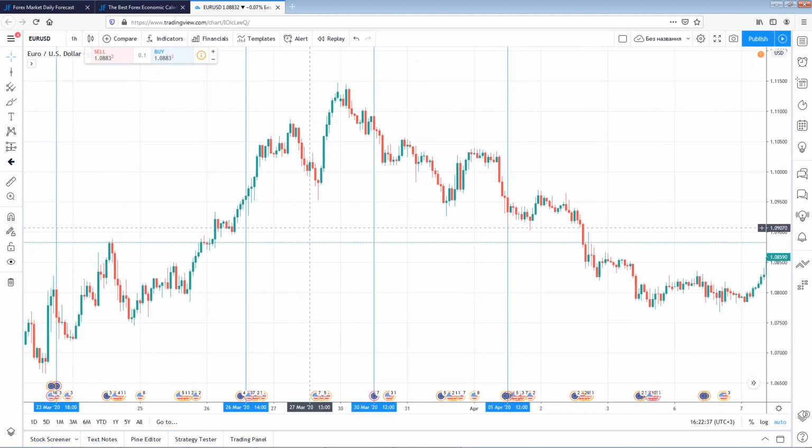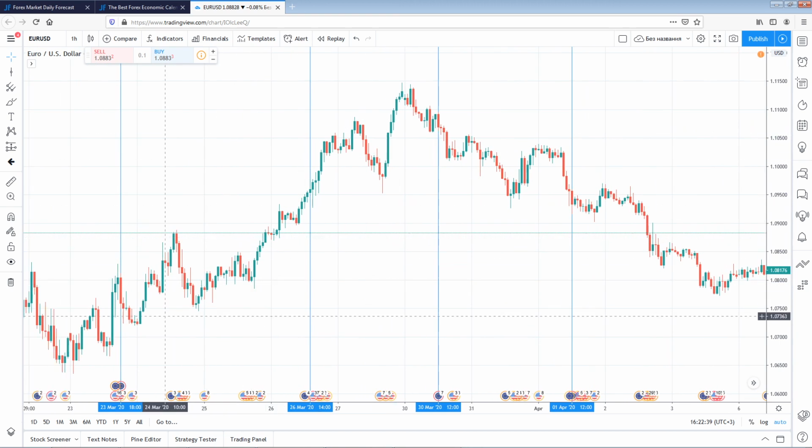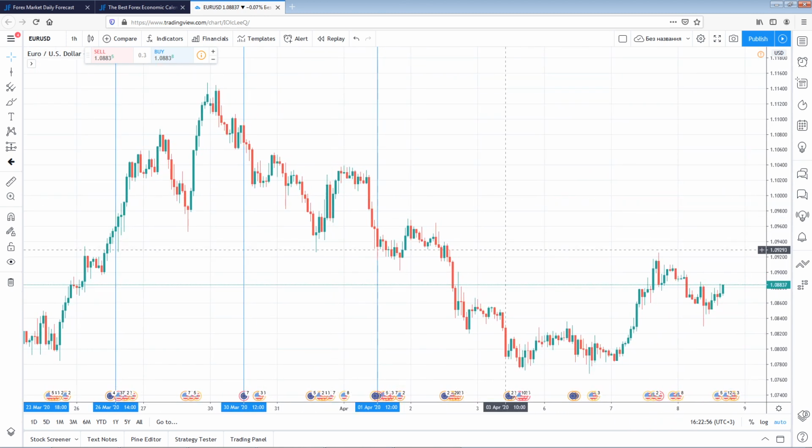So here we are just looking at the Euro USD, and I depicted a few news that were published. You see the red ones, the high impact news, and after the news we have the price reaction. News were published here, we have the price reaction. After this news, the price reaction, and so on and so forth.